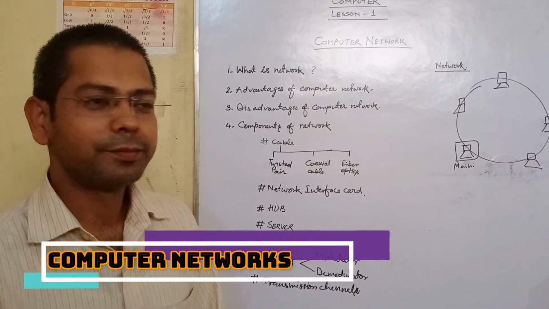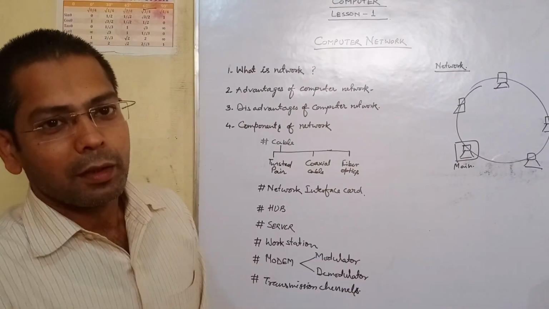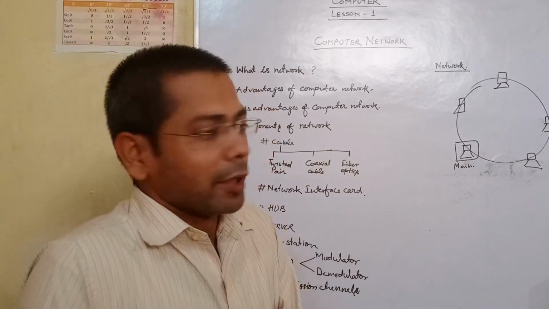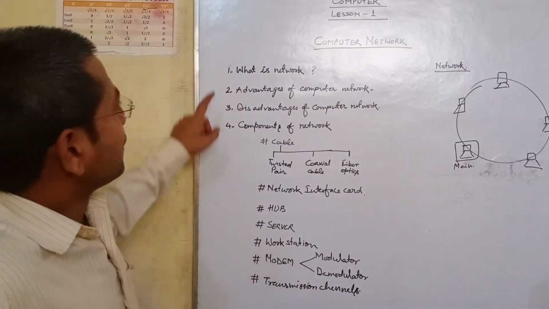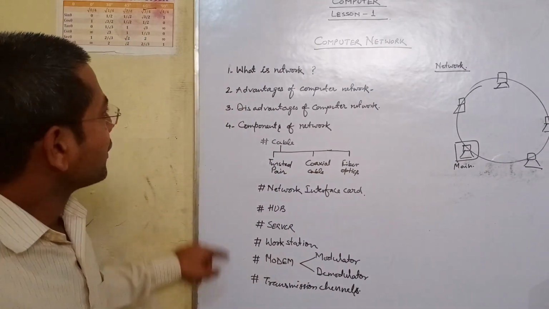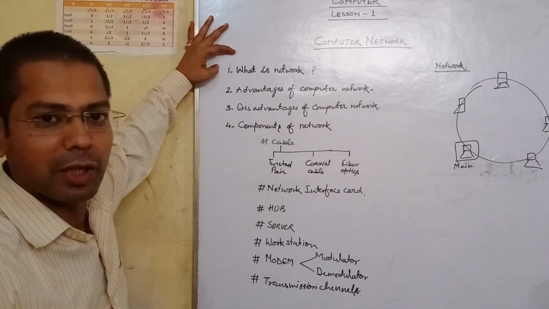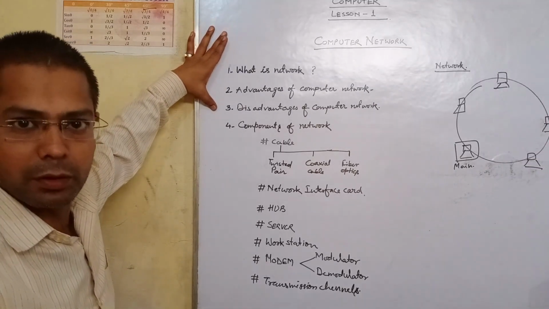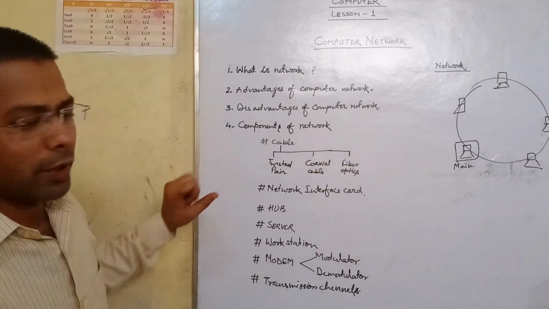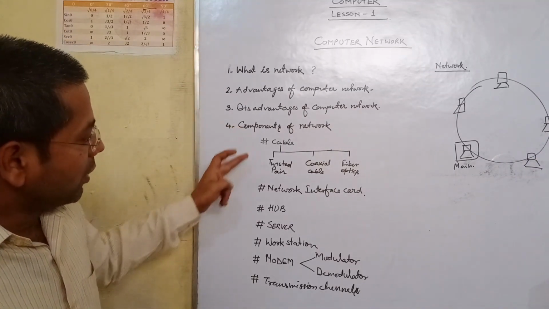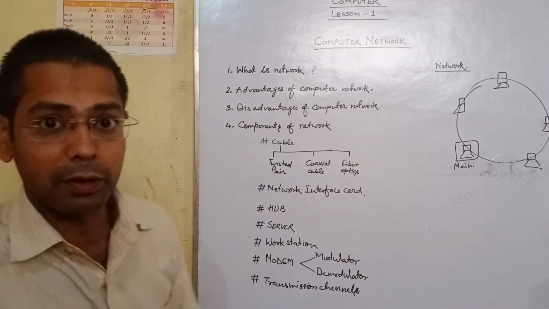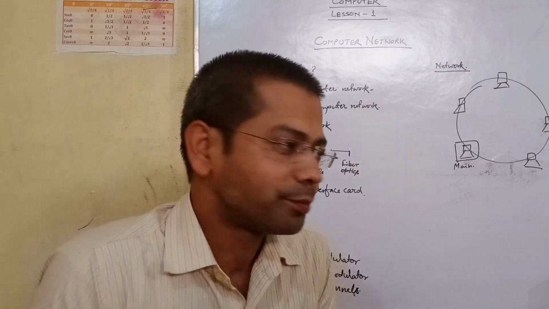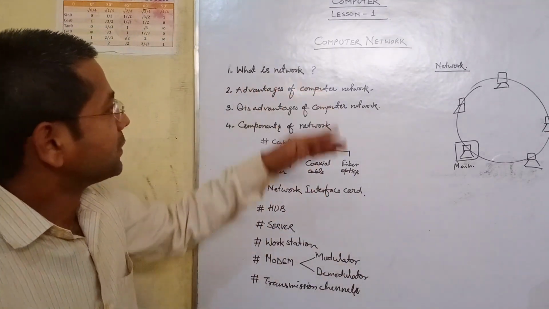Dear students, today we will discuss Lesson 1, computer network. We will discuss these topics. The first topic is what is a network, then the advantages of computer network, disadvantages of computer network, and components of network. Here, seven different components of the computer network are given. We will begin with the network.